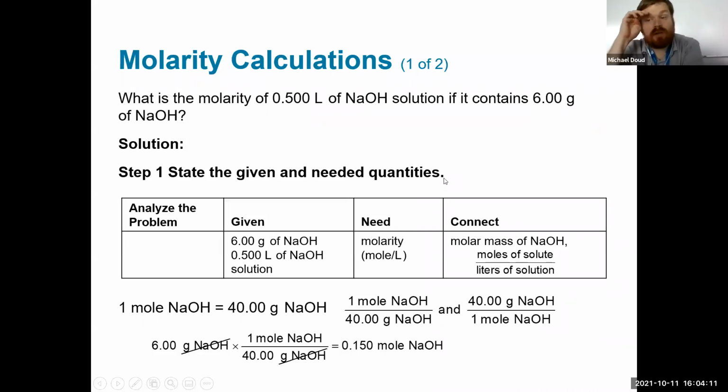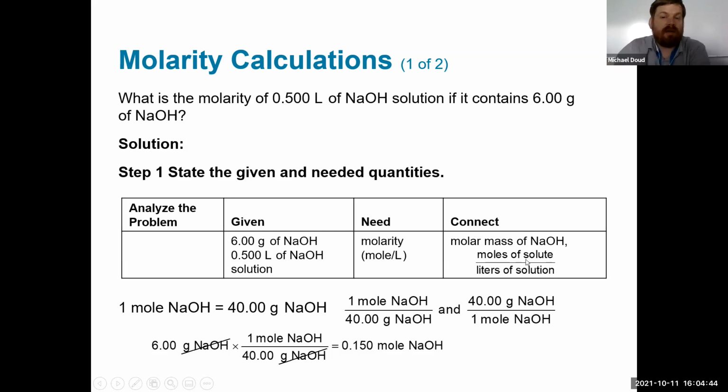Okay, so let's go ahead and look at a molarity calculation, because we're going to use it a lot the rest of the semester. So we may as well get comfortable with calculations with it right now. What is the molarity of 0.500 liters of sodium hydroxide solution if it contains 6.00 grams of sodium hydroxide? Well, what do we need to know to calculate the molarity? We know that the molarity is the moles of solute divided by the liters of solution. Well, we're given the liters of solution, right? It says 0.500 liters of solution.